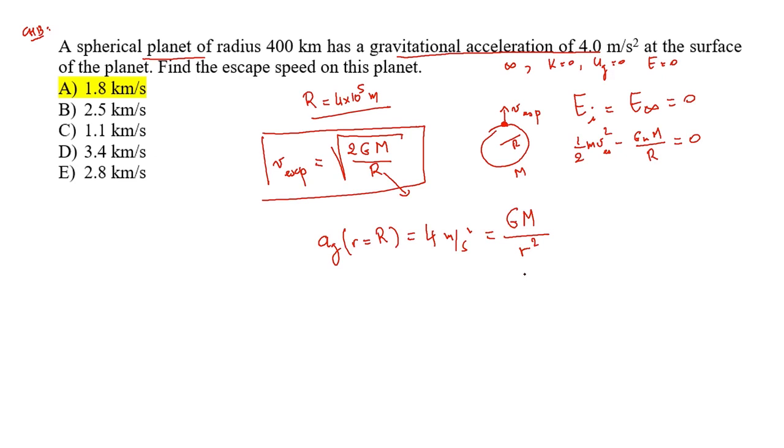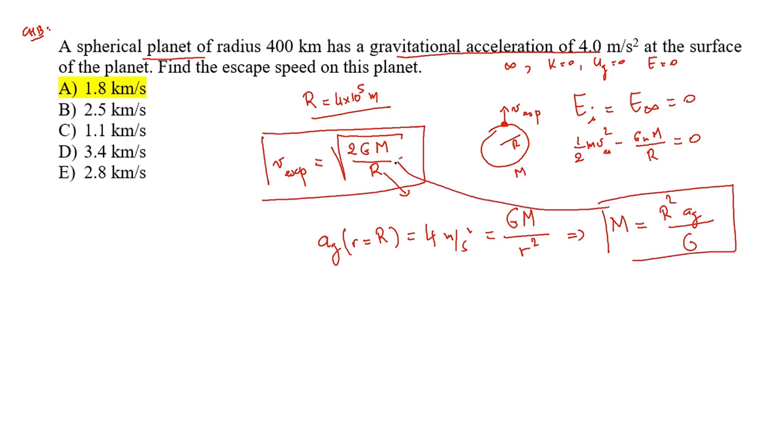Okay. So here the R is capital R because I'm looking at the gravitational acceleration at the surface of the planet. In other words, of course, M will be R squared a_g divided by G. This is the mass of the planet. I will just plug it here inside.